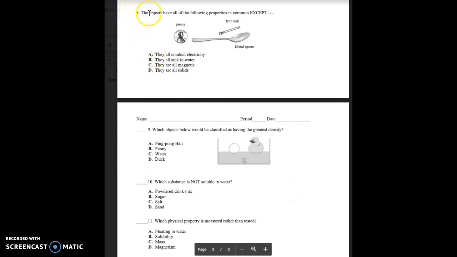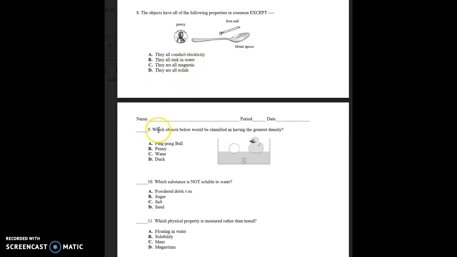Number 8. The objects have all the following properties in common except: penny, iron nail, metal spoon. A. They all conduct electricity. B. They all sink in water. C. They are all magnetic. Or D. They are all solids.